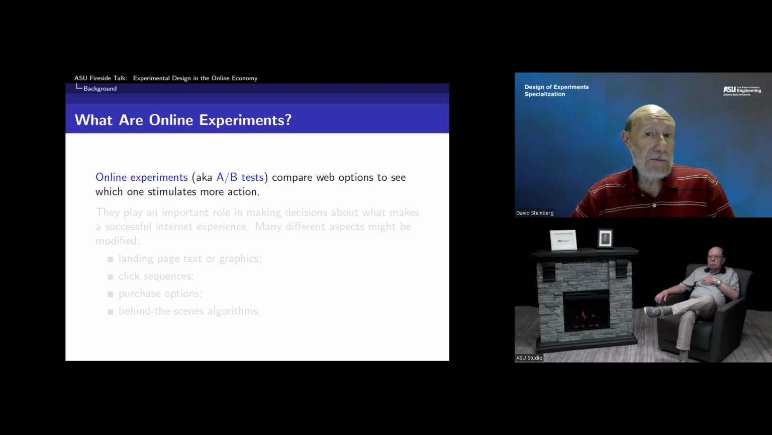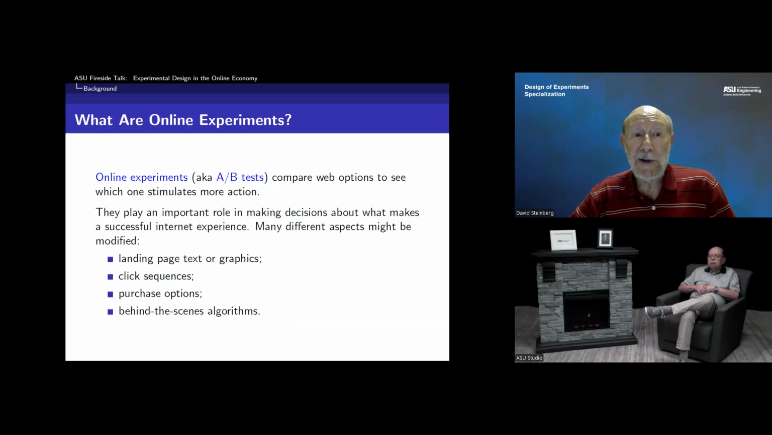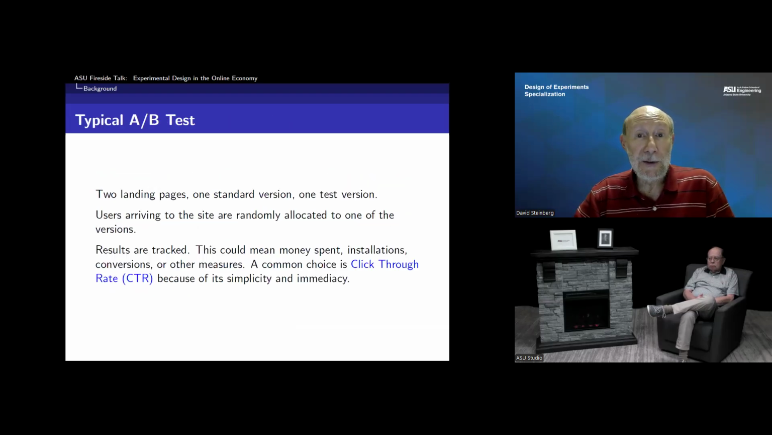So when you're interacting with the web, there are all kinds of things happening that, in the case of many websites, are designed to get you to do something. There may be the landing page that you've come to, the graphics that are there, some click sequences that are involved. How do you order click sequences? Various purchase options. Some of the things may not be visible to you at all. They may be behind-the-scenes algorithms that are being changed by the company. Companies want to know what works, and the way they're finding out more and more is through online controlled experiments.